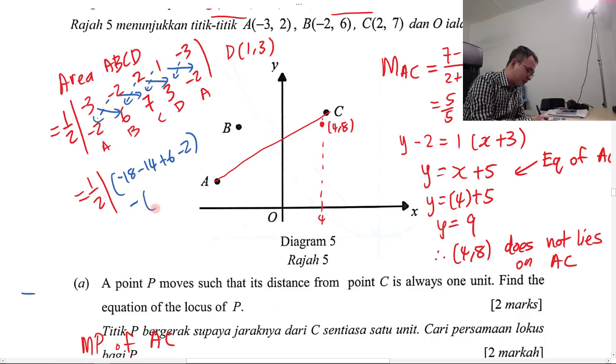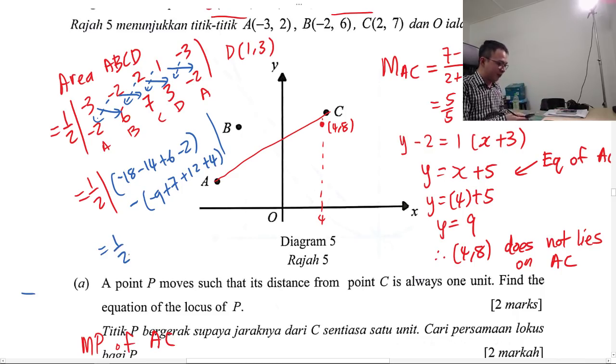You should know how to use this formula, right? So it will be negative 9 plus 7 plus 12 plus 4. Alright, then you will just solve this one by using the calculator. Modulus means the value inside must always be positive. So I have negative 18 minus 14 plus 6 minus 2.